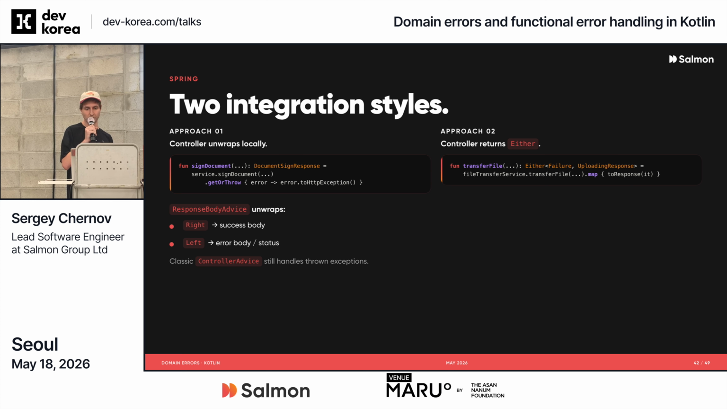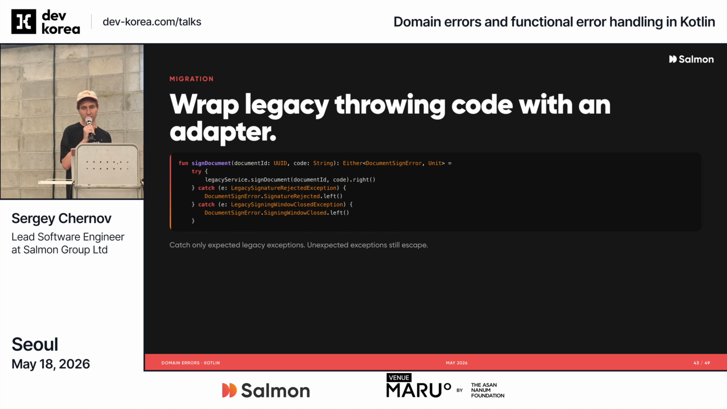But if you want to return the Either directly from the controller methods, you can do that also, and you need to implement a response body advice. If you want to integrate the Either approach with the existing code base, and you have some classes or methods that throw a runtime exception, you can rely on the adapter pattern. You define methods returning Either, and inside them you do a try-catch and map the runtime exceptions to the proper Left business failure type.